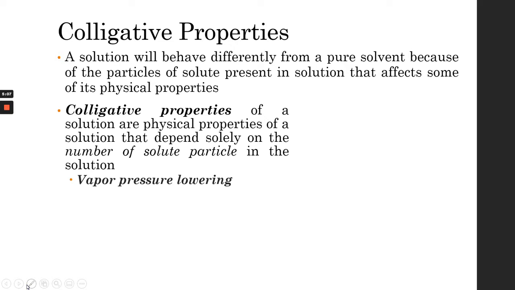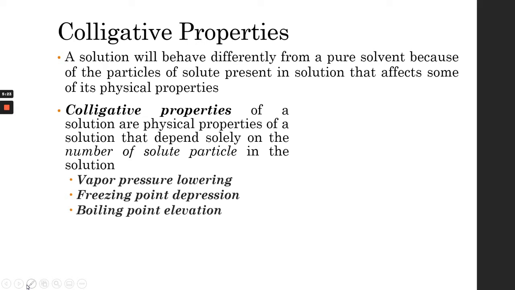At yung mga colligative properties na ito includes the vapor pressure lowering, which means the vapor pressure of the solvent actually lowers when we add solute into the solvent. The freezing point depression, which means the freezing point actually decreases when we add solute into the solvent. Boiling point elevation, the boiling point of a solvent increases as we add solutes into the solvent, making it a solution. And lastly, the osmotic pressure. The osmotic pressure also changes depending on the number of solutes.